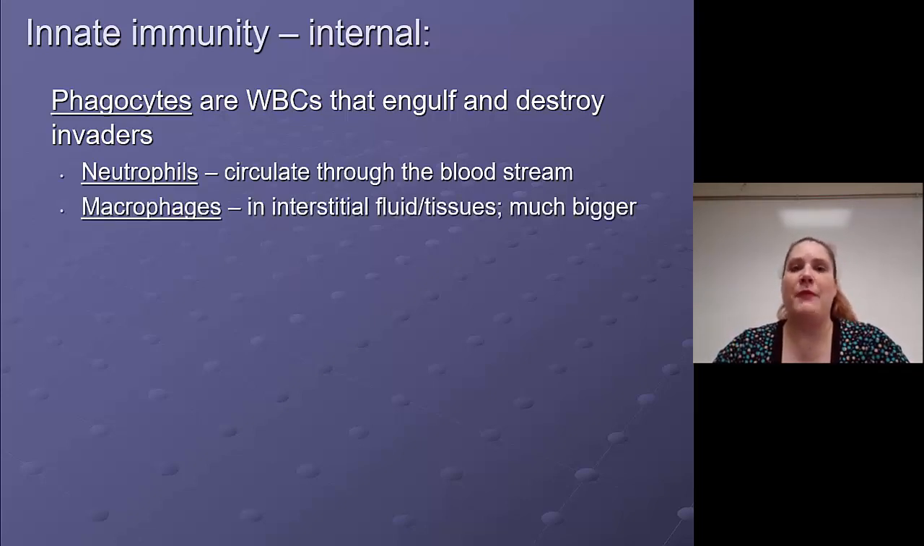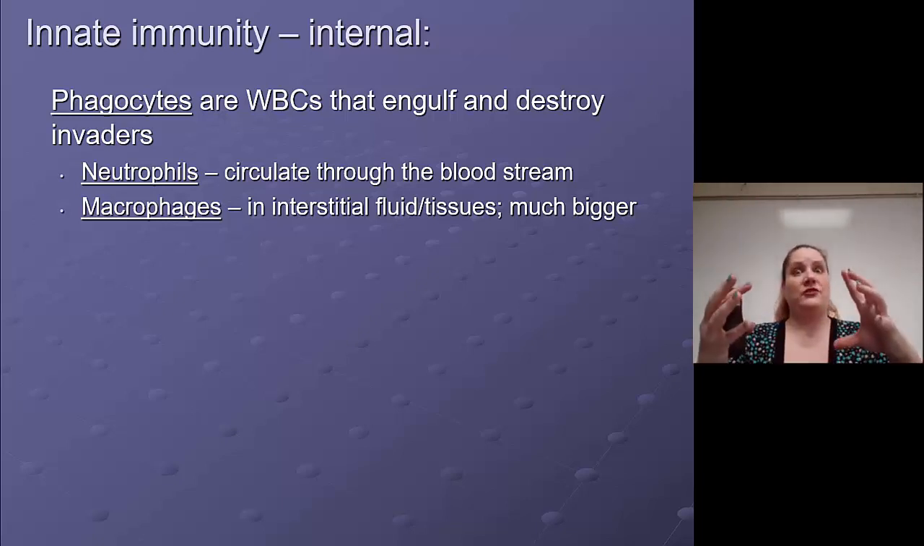There are two kinds of phagocytes: neutrophils and macrophages. Neutrophils are in your bloodstream. Macrophages are in your lymph nodes. They're in your interstitial fluid. They're in your tissues, so they're in between. They're in lymph. They're a lot bigger. So neutrophils little, macrophages big.